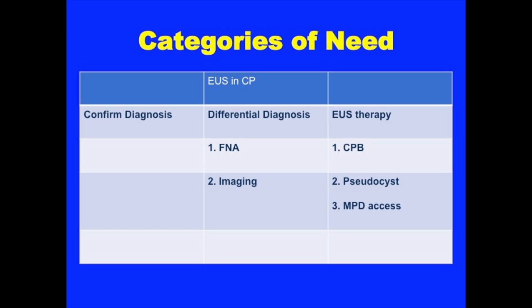Today we'll also talk about FNA, and we'll look at some imaging changes that we're trying to make to improve our accuracy. We do have a third arm here, which is EUS therapy: celiac plexus blocks, pseudocyst management, and duct access. You can thank Rob that I'm going to eliminate a portion of this from my talk, so it'll lead to an earlier break.